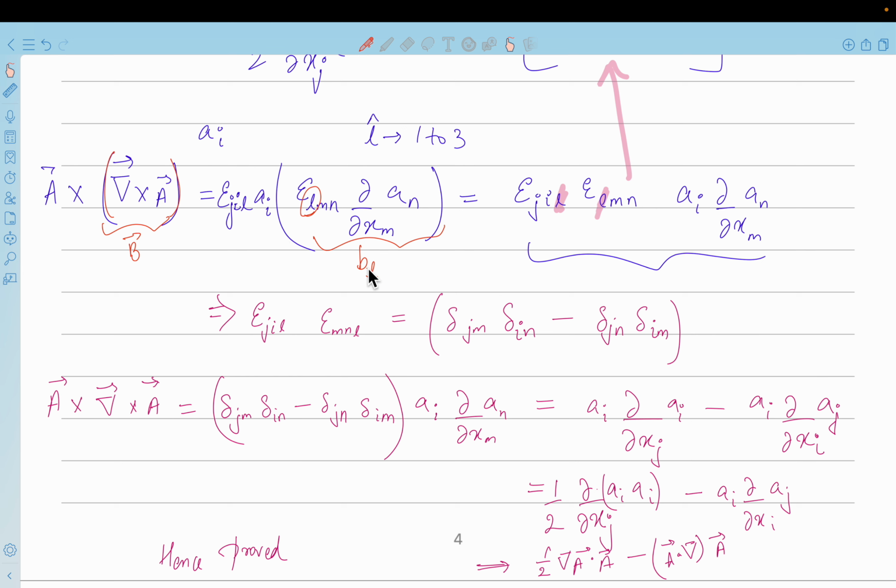See, I have ai and bl. So what is my epsilon? The indices that we'll have to write: here you have i and l, so the second and third will be i and l, and the first will be some independent index j. So writing this expression is what is most important. Is this part clear?